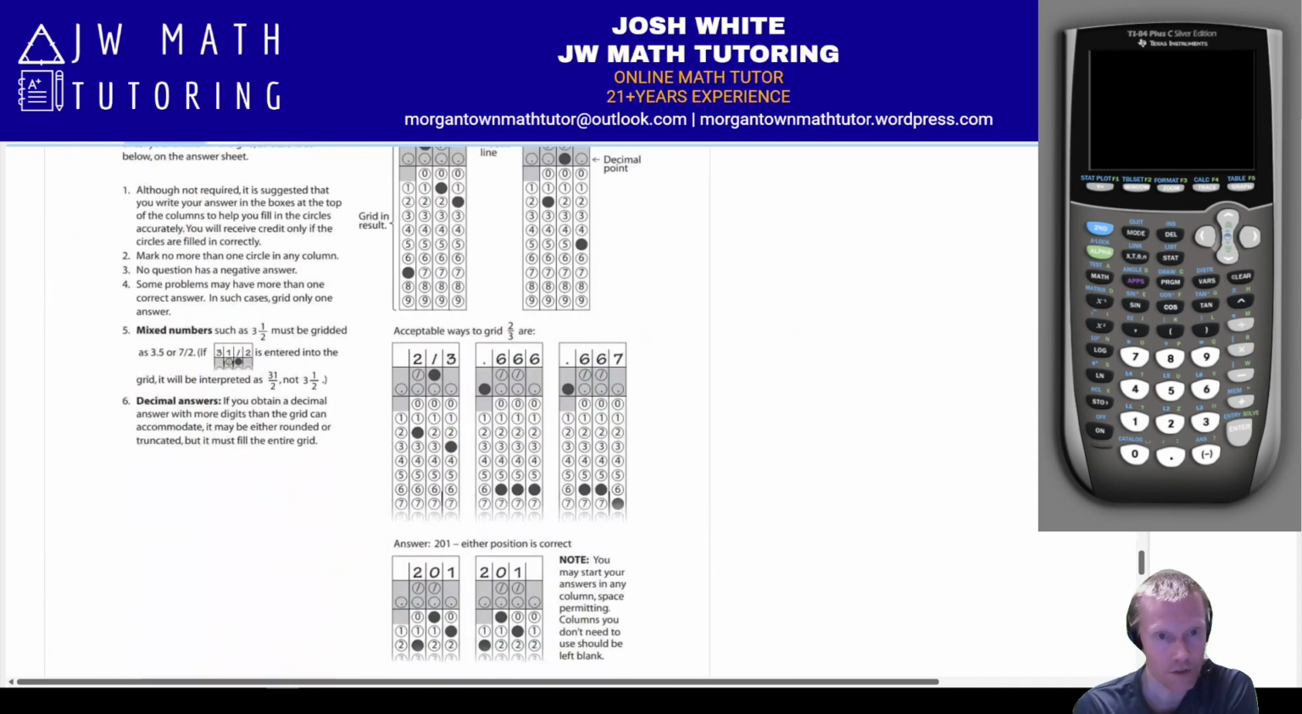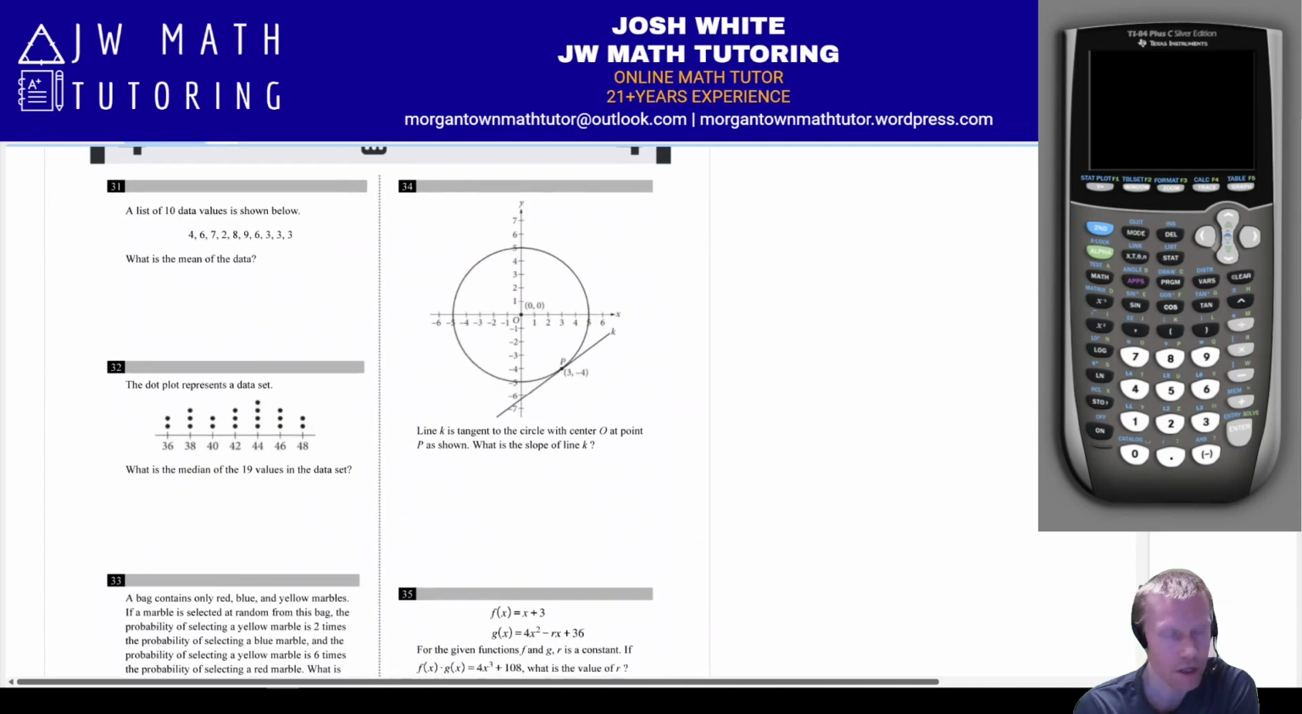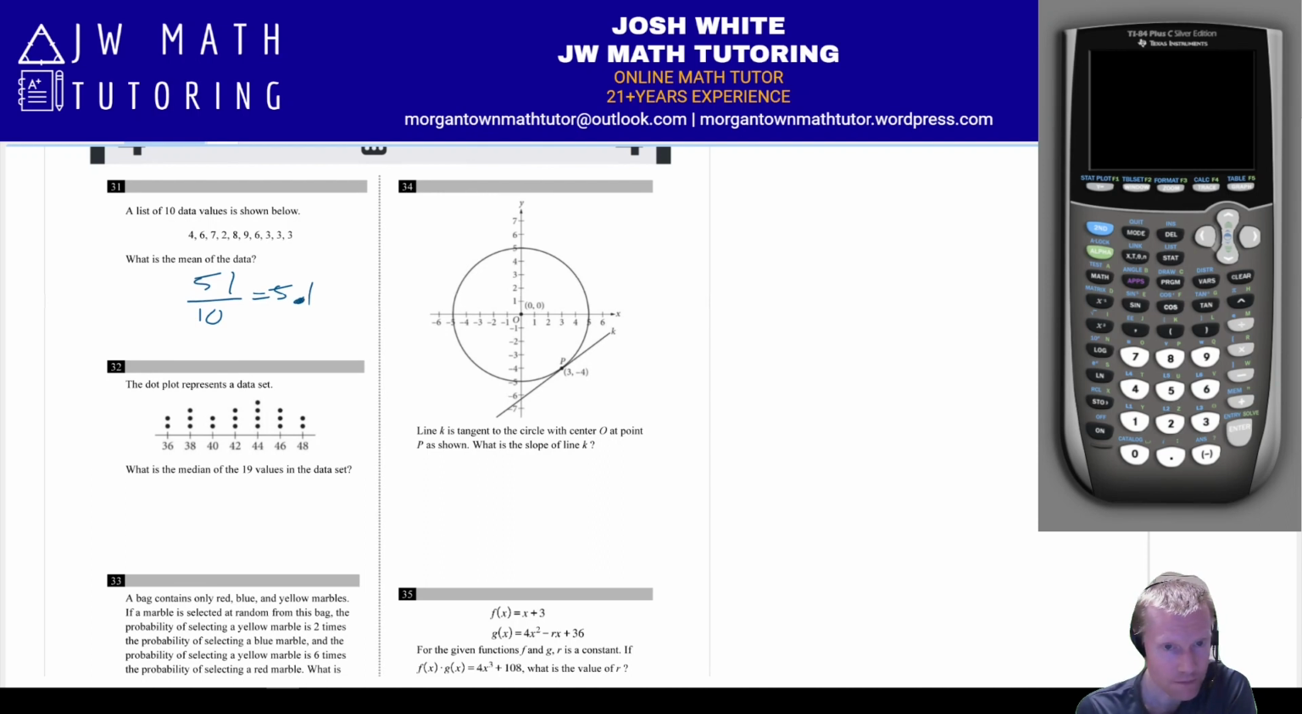All right, now moving on to the student-produced responses, or the grid-ins. So for problem number 31, we have 10 numbers listed here. They want to know the mean. So this is literally just add up all these numbers, divide by 10. I mean, they tell us we have 10 values. We can just count them if they didn't. So when you add all these numbers up, they come out to 51. Divide that by 10, and you should get 5.1. So that's it. You just grid in 5.1. Notice 51 divided by 10 will not fit in the answer space because it's basically too many digits. So you can only enter 5.1.